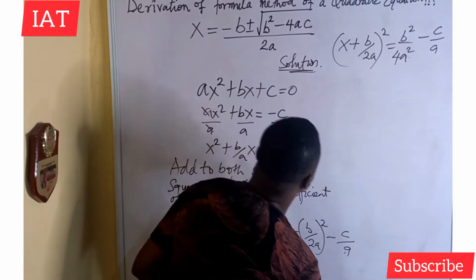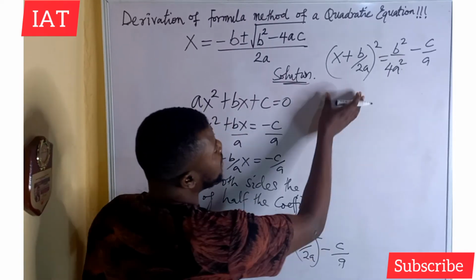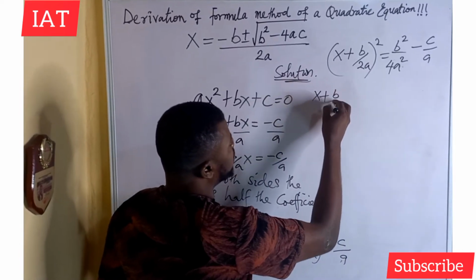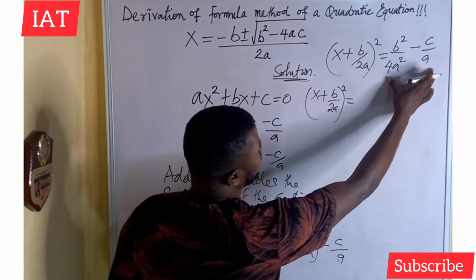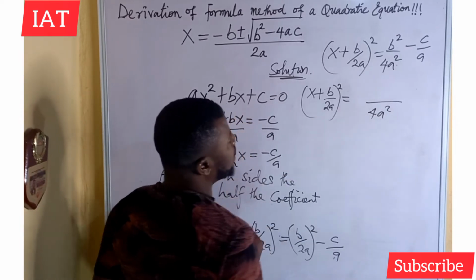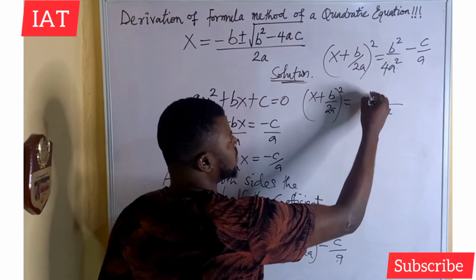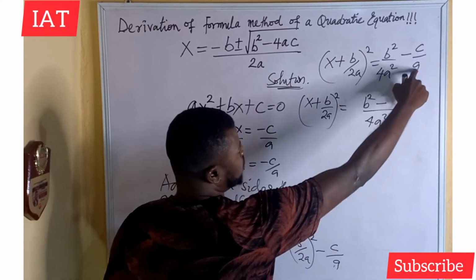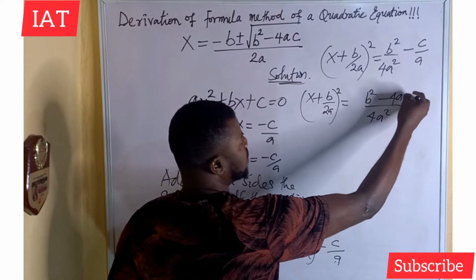So this method is what we call the completing of square method, which you can use in solving any form of quadratic expression. On the left hand side, what do we have? We have x plus b over 2a all squared equal to, the LCM of the denominator here is 4a squared. 4a squared goes into 4a squared 1 time. 1 times b squared is b squared minus a into this. A will reduce one of these a's, remaining 4a. 4a times c gives us 4ac.